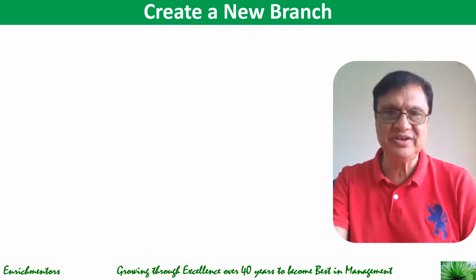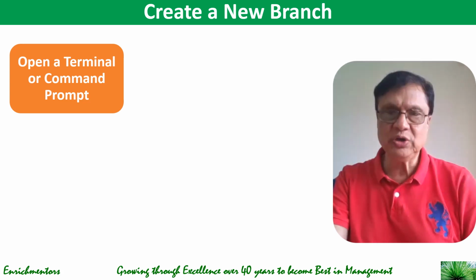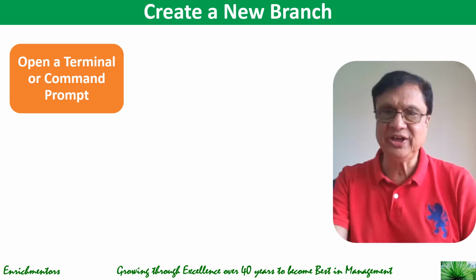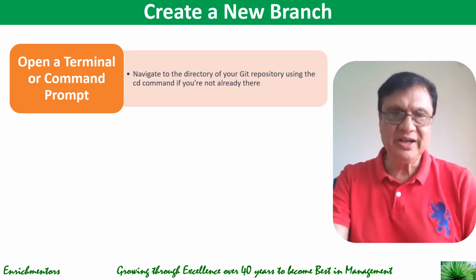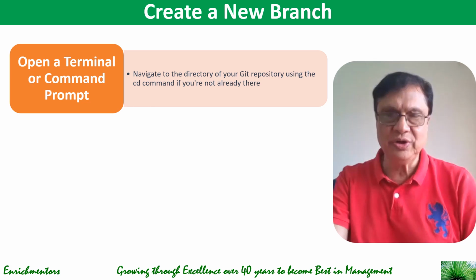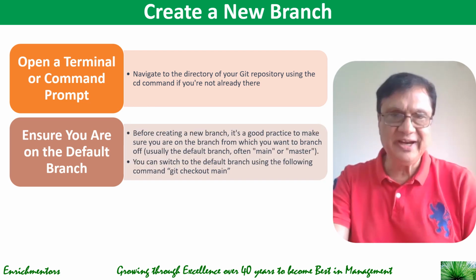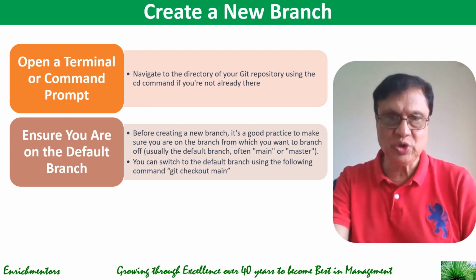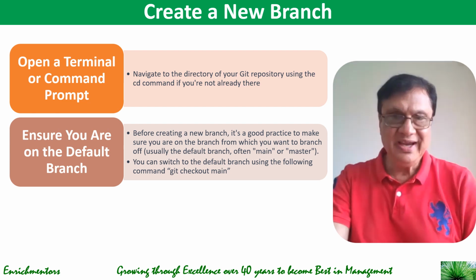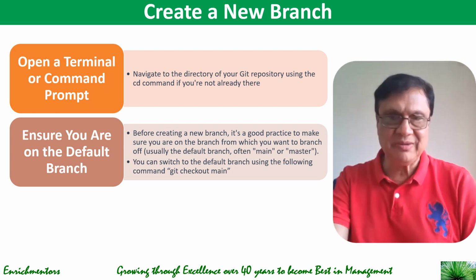Before making the changes, create a new branch for your work on your machine. Branch names are often related to the issues that you're addressing, and this you can do by navigating to the directory of your Git repository using the cd command if you have not already done that. And then you make sure that before creating the new branch, you are on the branch from which you want to branch off. Usually it is a main or a master branch, the default branch, and you can switch to the default branch using the command git checkout main, as you see here.